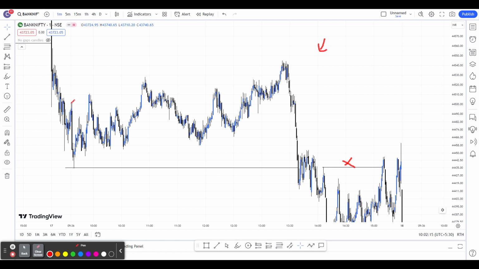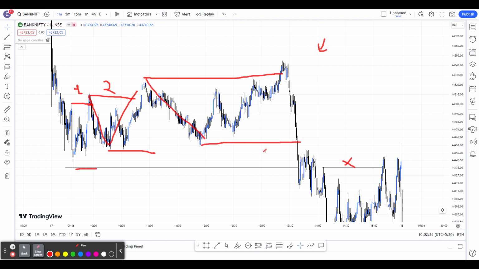You can see this is our first order flow. Market taps on this order flow and pushes to the upside. Okay, so this is our second order flow. Okay, and again market came here, and this is our third and last order flow. Okay, you can see this is our third and last order flow.